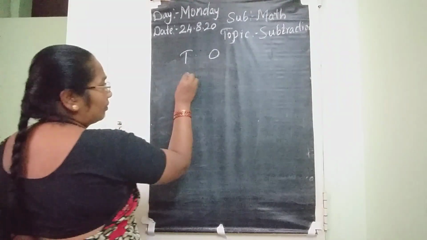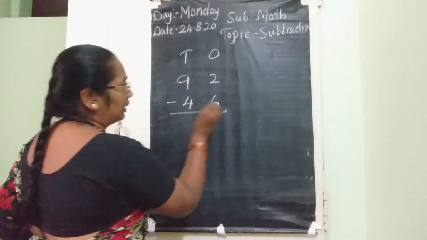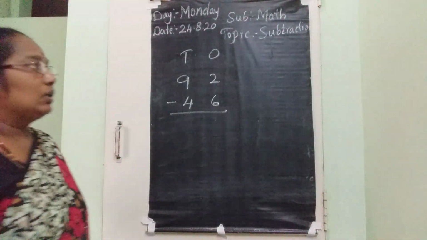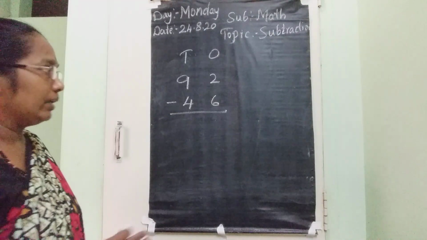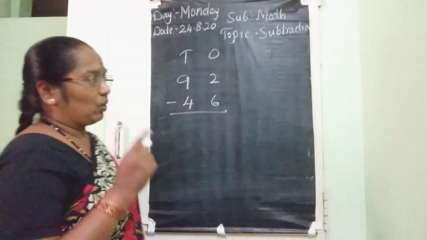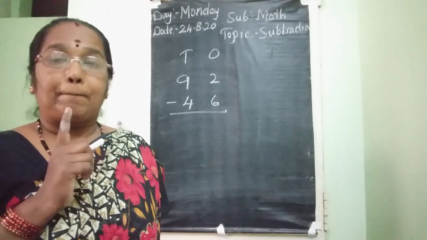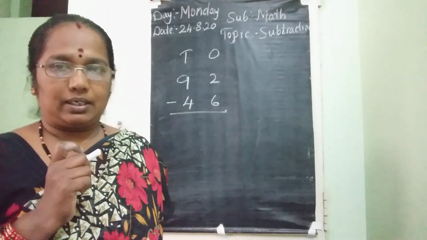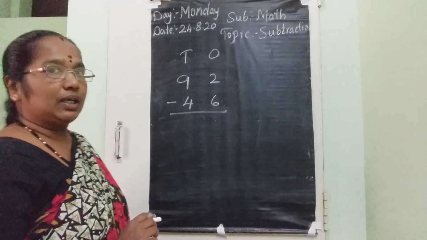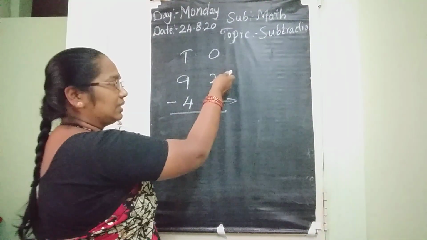Okay. I have 92 minus 46. Now, you can say this is subtraction. Here, we are going to see the ones place. Now, children, as I told you all, the top number should always be bigger for subtraction. Here, is 2 bigger or 6 bigger? Yes, 6 is bigger.